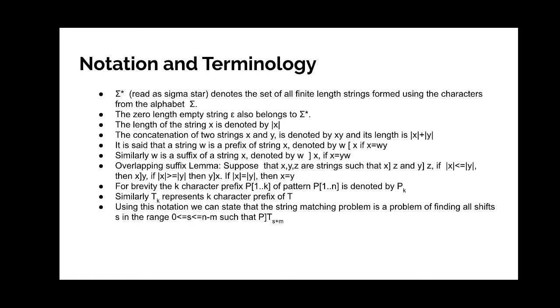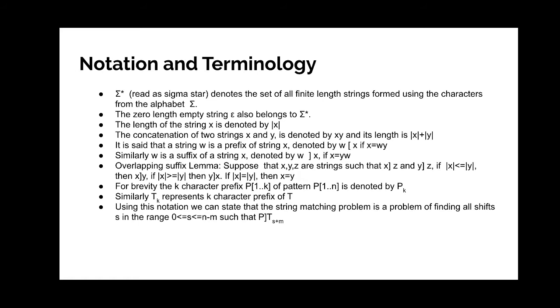Overlapping suffix lemma. Suppose that x, y, z are strings such that x is a suffix of z and y is a suffix of z. If the absolute value of x is less than or equal to the absolute value of y, then x is a suffix of y. If in the other case |x| is greater than or equal to |y|, then y is a suffix of x, and if both x and y have the same length, then x is equal to y.